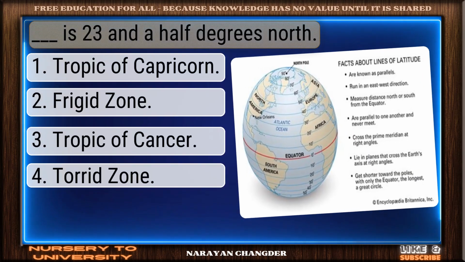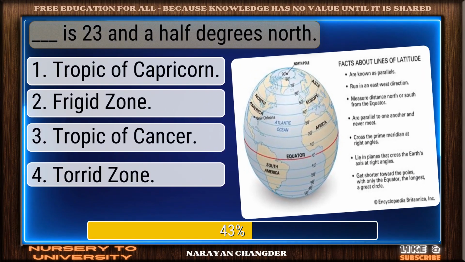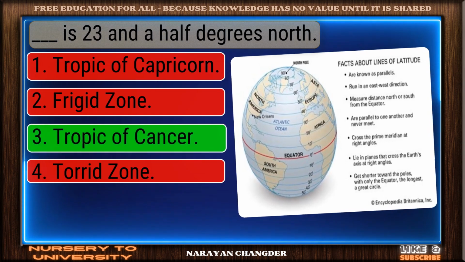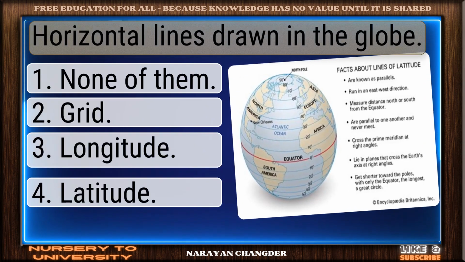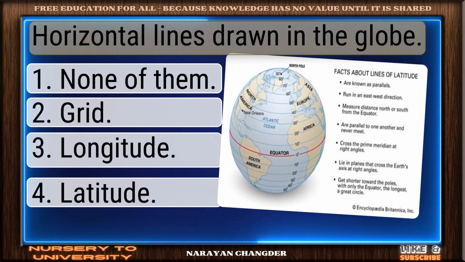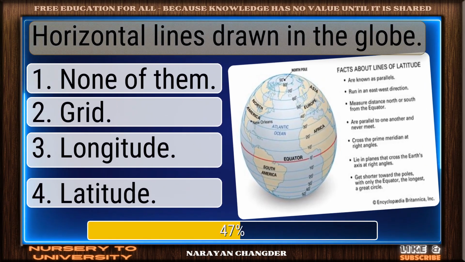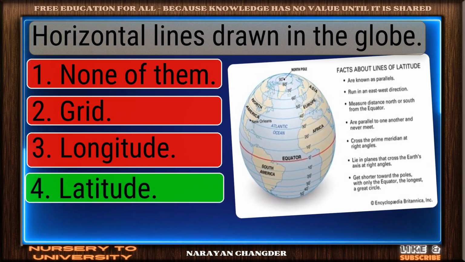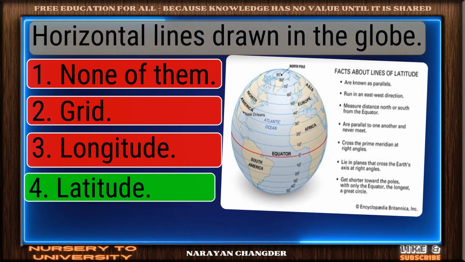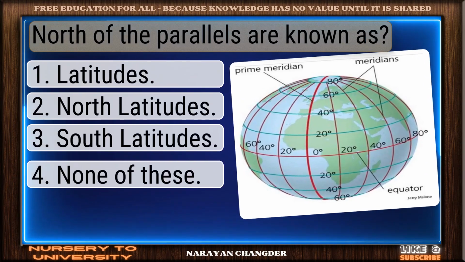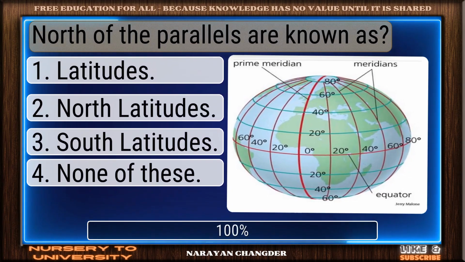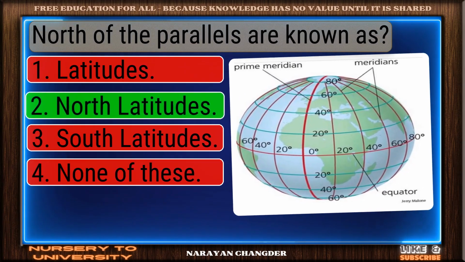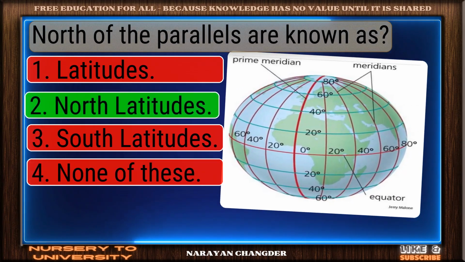Dash is 23.5 degrees north. Bravo. Tropic of Cancer is the answer. Horizontal lines drawn in the globe. Excellent. Latitude is a brilliant choice. North of the equator, the parallels are known as? Strong choice. North latitudes is the right answer.